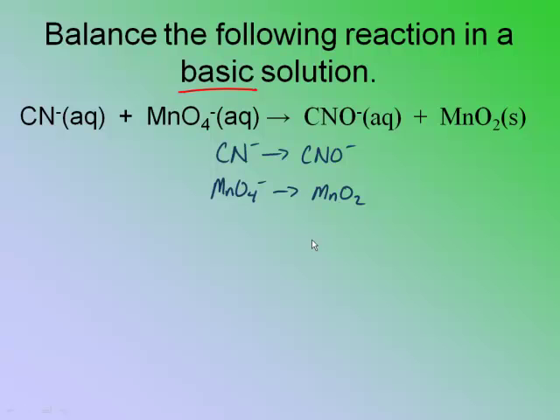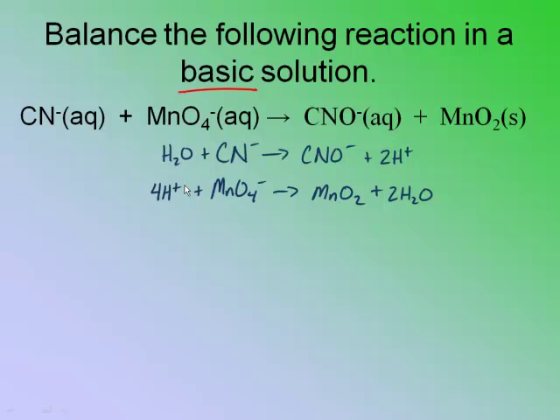Balance all the atoms that aren't oxygen or hydrogen. One carbon, one carbon. One nitrogen, one nitrogen. That's okay. One manganese, done. Balance the oxygens by adding water. So I've got one oxygen on the right, so I add water to the left. I have 4 oxygens on the left, 2 oxygens on the right, so I'm going to add 2 waters to this side. Balance my hydrogens by adding H+. I've got 2 H's on the left, and add 2 H+ on the right. I've got 4 H's on the right, so I'm going to add 4 H+ to the left.